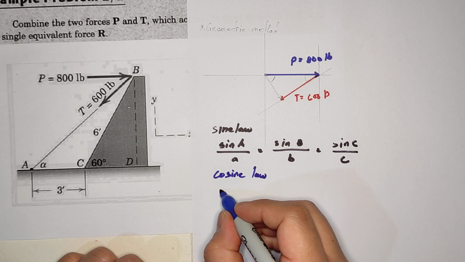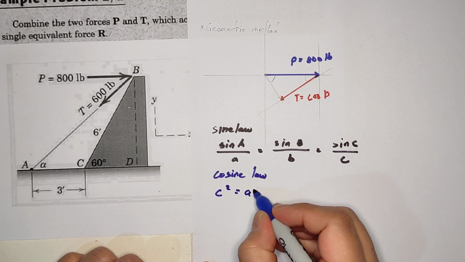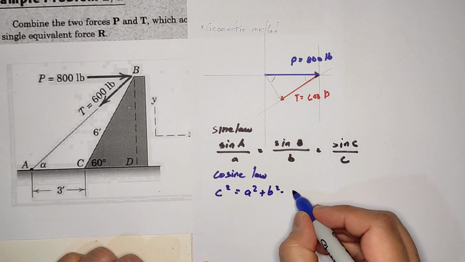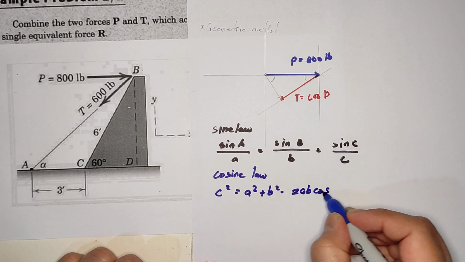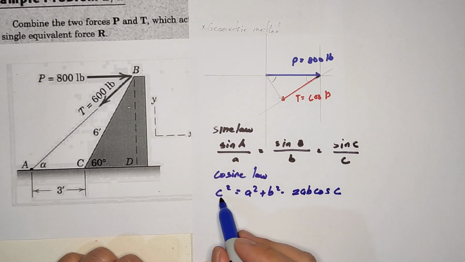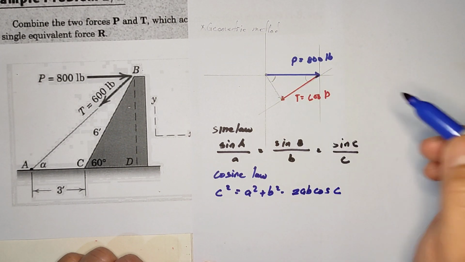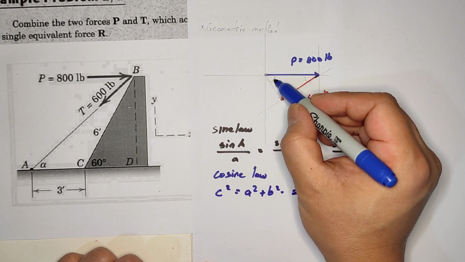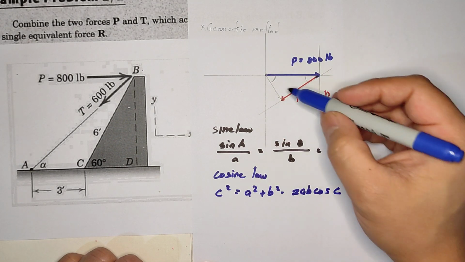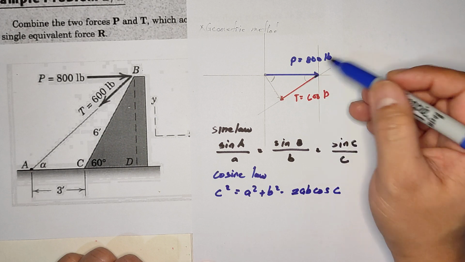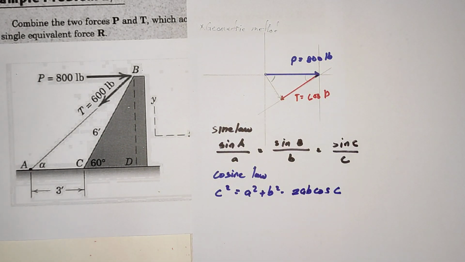The cosine law is C squared equals A squared plus B squared minus 2AB cosine C. These are the lengths A, B, C. If this is side C, then this is angle C. So you can change that one. There's no exact letter, this is just a variable. Anyway, what we are looking for is this resultant.